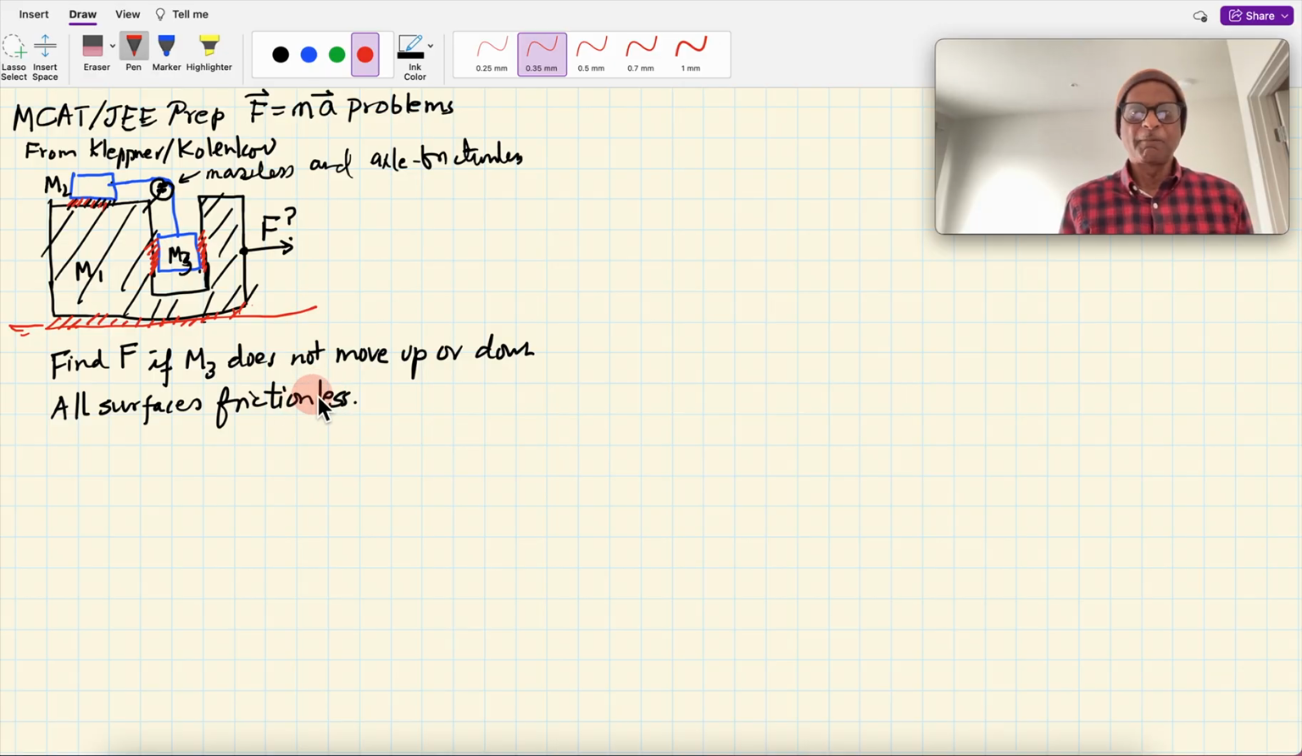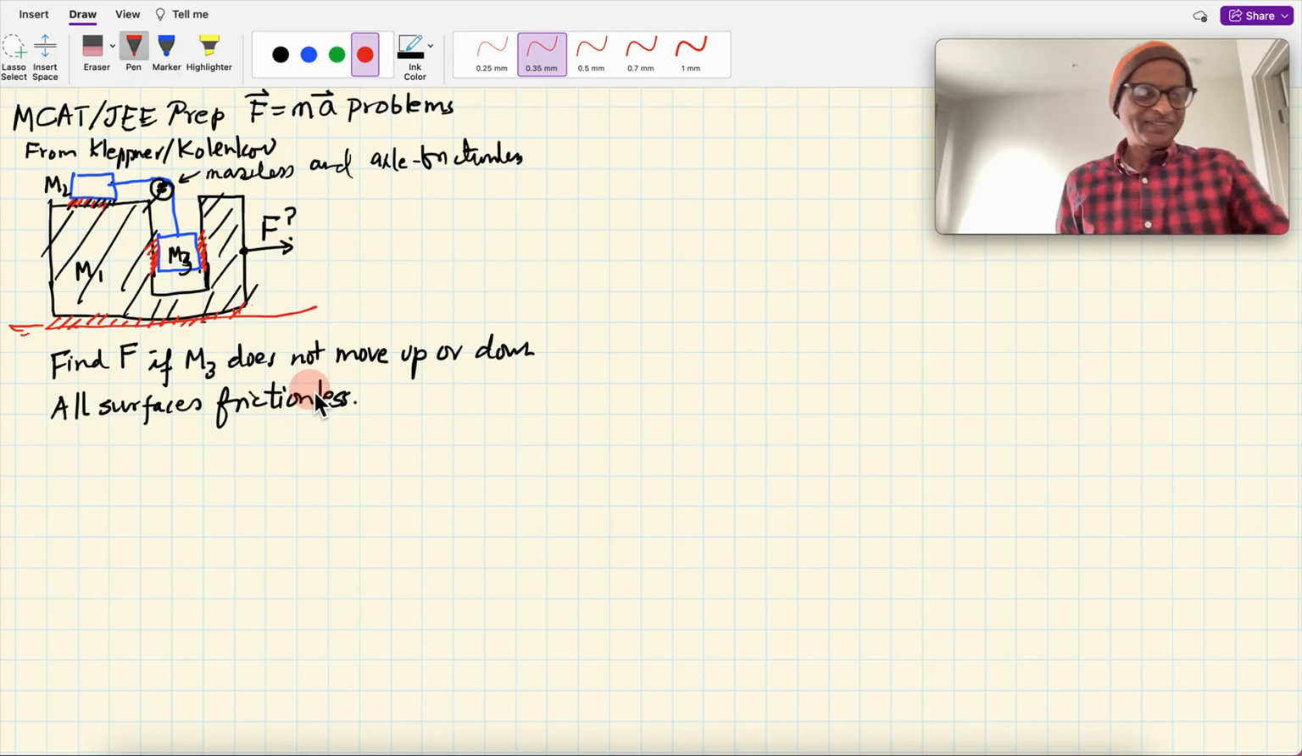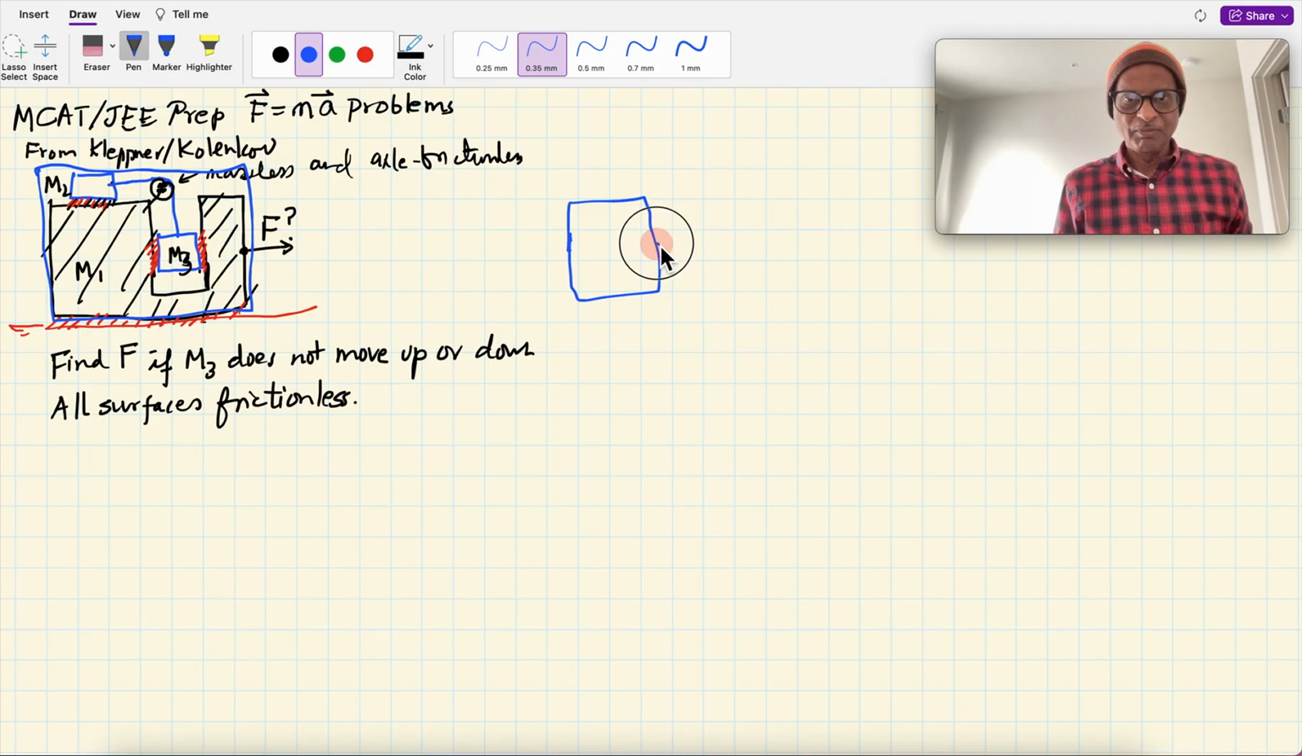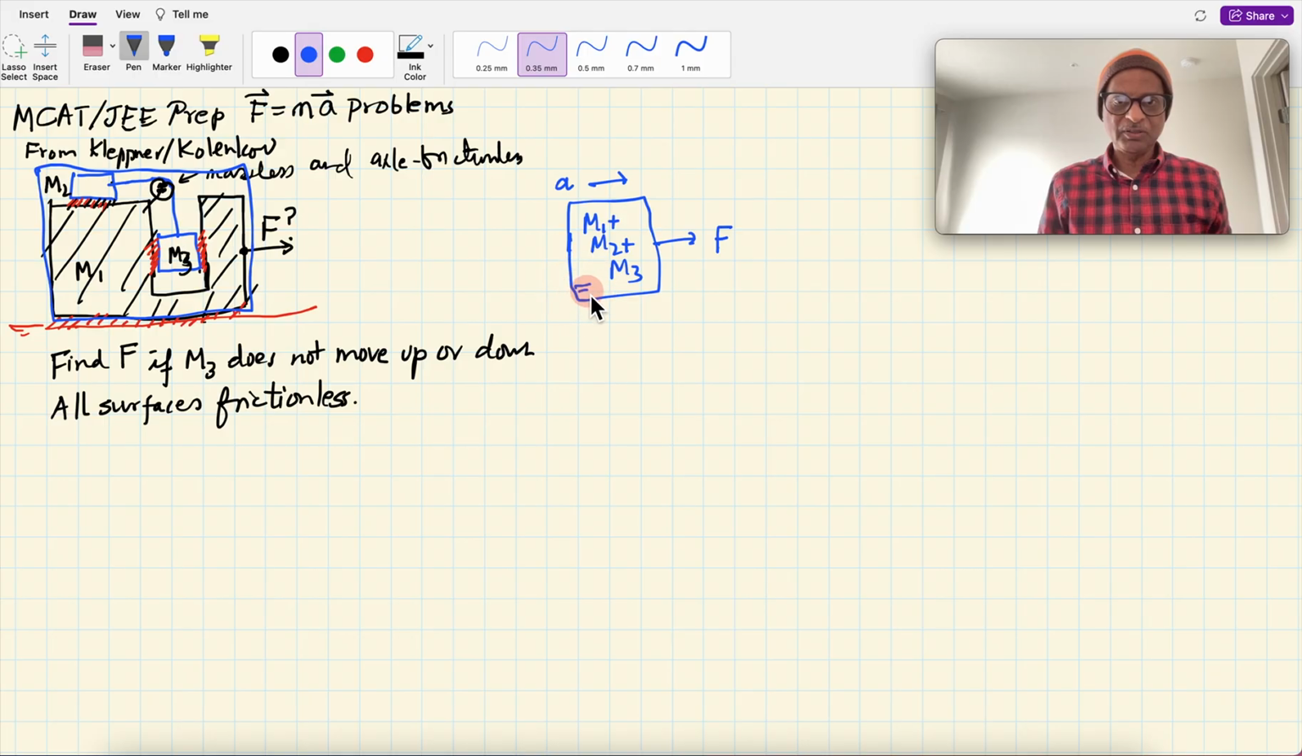Okay, so how do you figure this out? Maybe if you want to try this out and come back, you can pause the video. 1, 2, 3. So let's work this out. Because of F, everybody is going to accelerate. So if I take the entire thing and don't look inside, it's being pulled with F. It must have some acceleration A, which I don't know, but its mass is m1 plus m2 plus m3. So let's call this m total.